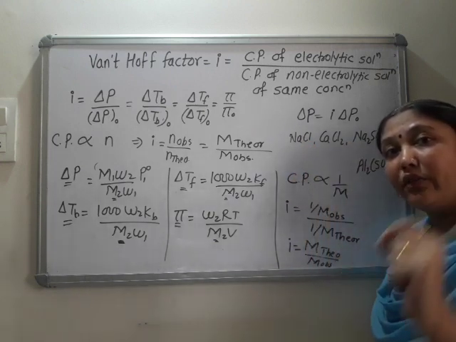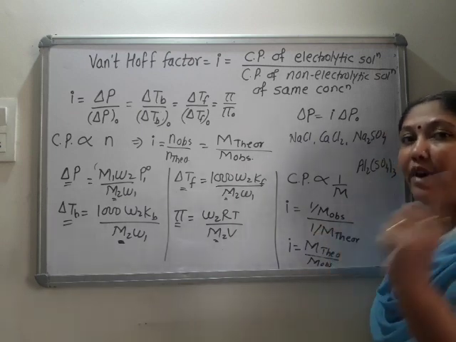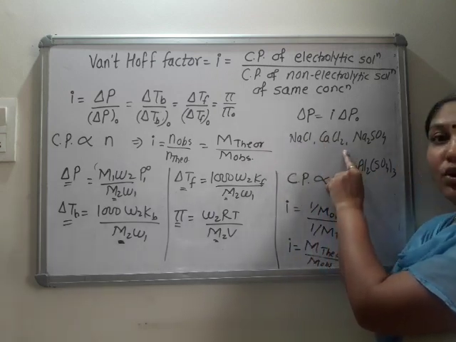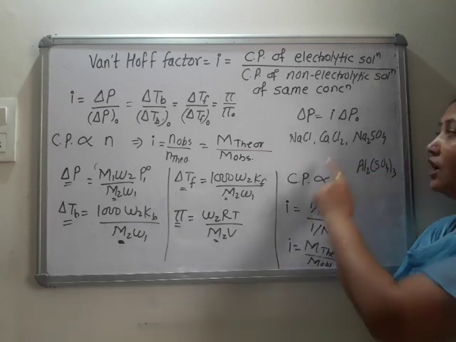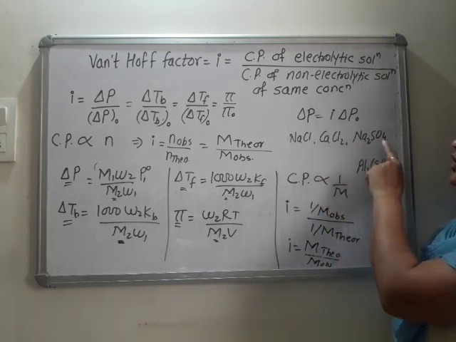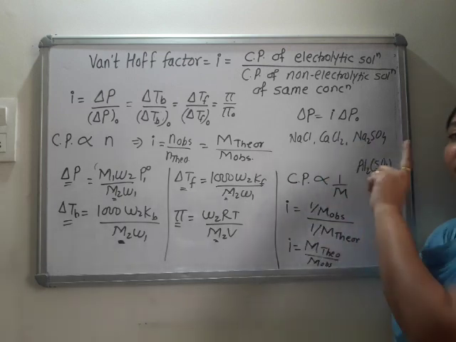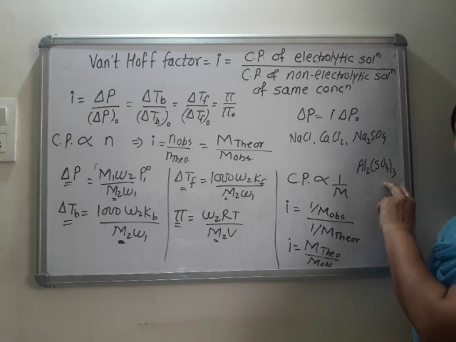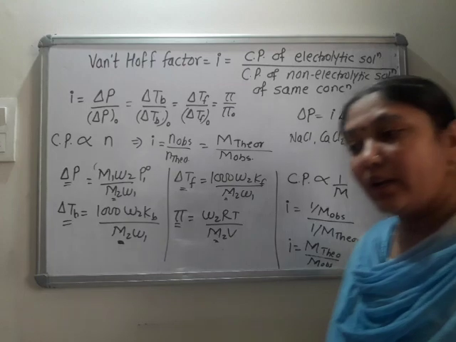The number of ions formed by a strong electrolyte is equal to its van't Hoff factor. So here it is 2. In the case of CaCl2, 1 Ca, 2 Cl, so the number of ions formed is 3, so its van't Hoff factor is 3. Na2SO4: Na2 means 2 Na, SO4 is one whole group, so 2 plus 1, 3 ions are obtained. Al2(SO4)3: 2 Al and 3 SO4, so a total of 5 ions are obtained. So these are all the van't Hoff factors of these electrolytes.